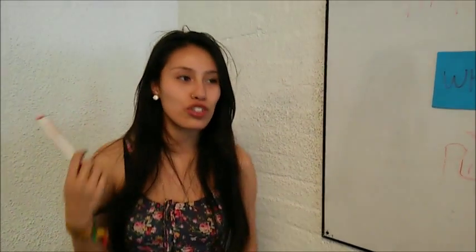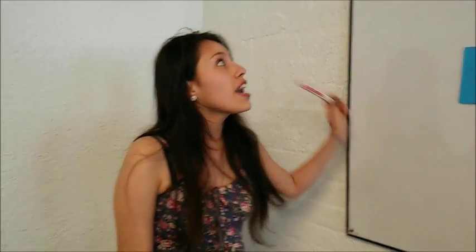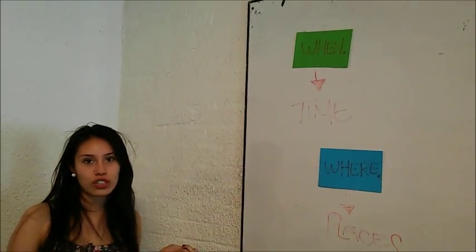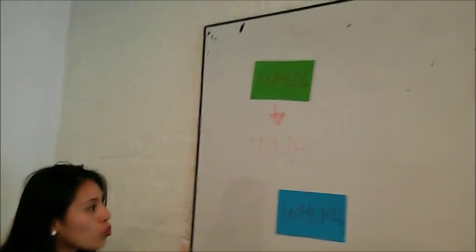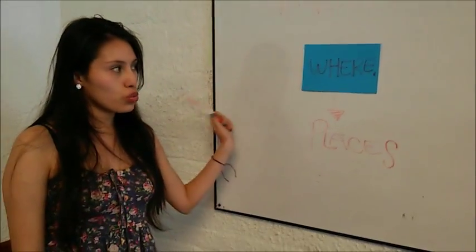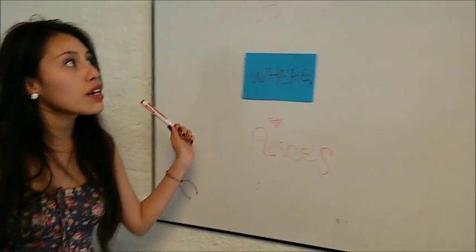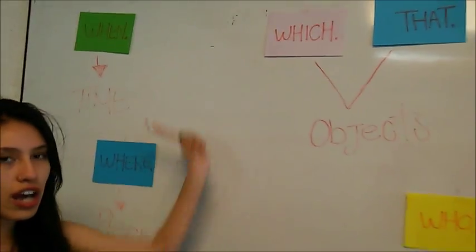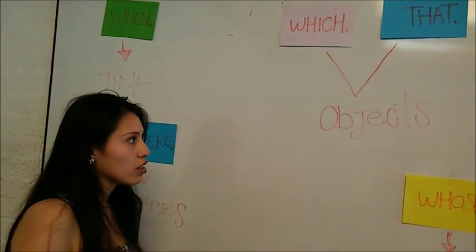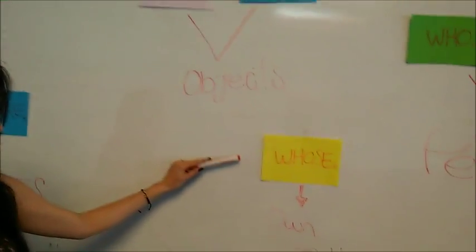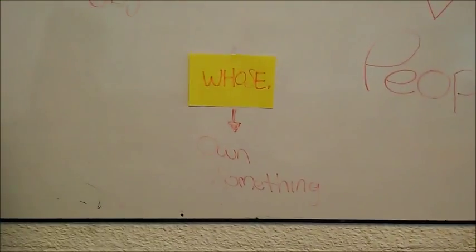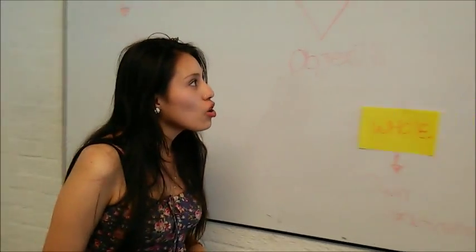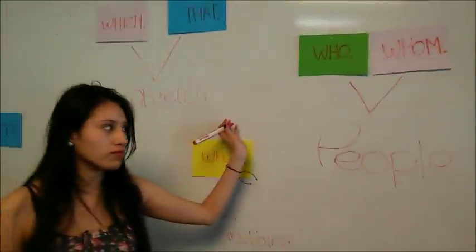Okay, and next we are going to present the different relative clauses. First, here we have when. We use this relative clause for time. And where is the second. We use where to define places. Which and that have a similar use, to define objects. Whose is for possession, for owning different objects. Who and whom are for people.